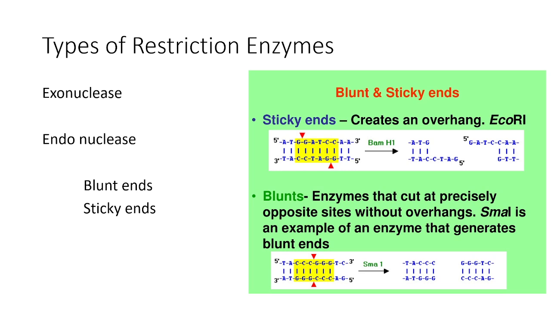So there are two types of restriction enzymes. They're called the exonucleases and the endonucleases. Exonucleases are those that cut the DNA or the RNA from the free ends. It could be the 3' end or the 5' end. It starts sequentially from one end and keeps cutting the DNA. The endonucleases, on the other hand, are those that cut within the nucleic acids.